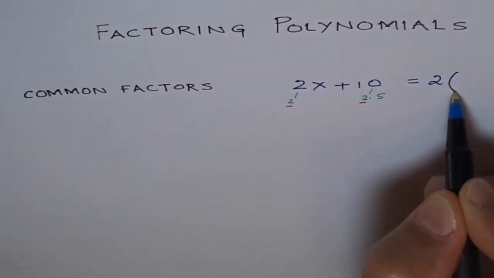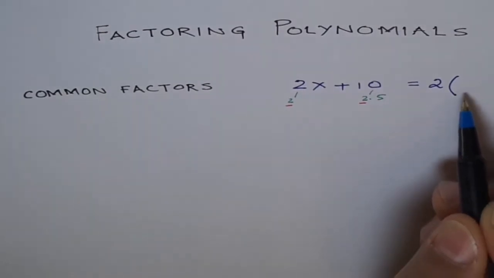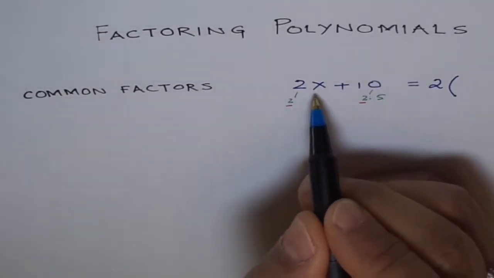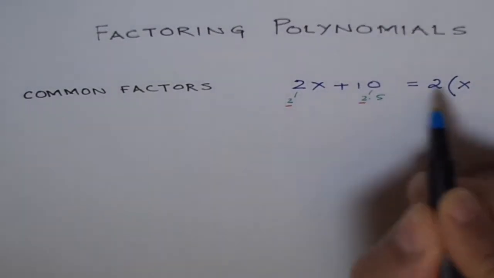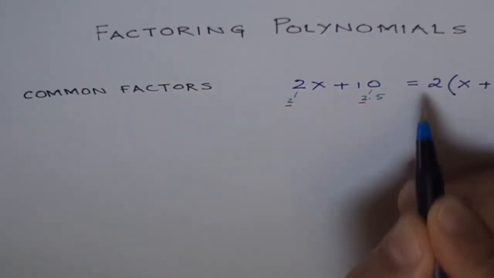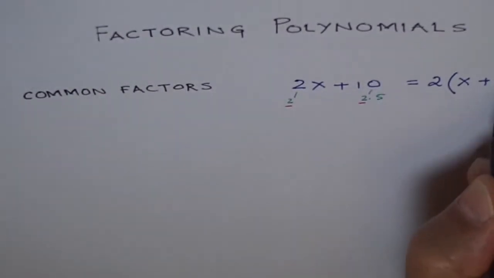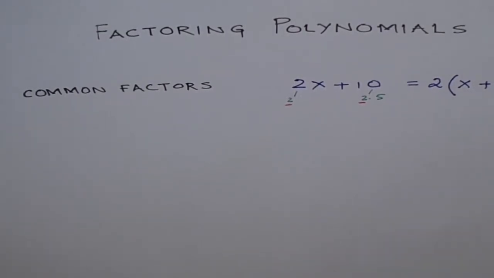Once we do that, then we need to divide both by 2 to write what goes into the parenthesis. So when you divide 2x by 2, you get just the variable x. Plus, this sign goes as it is, since outside is positive 2. And 10 divided by 2 is 5. So this is how normal process of factoring will be done.